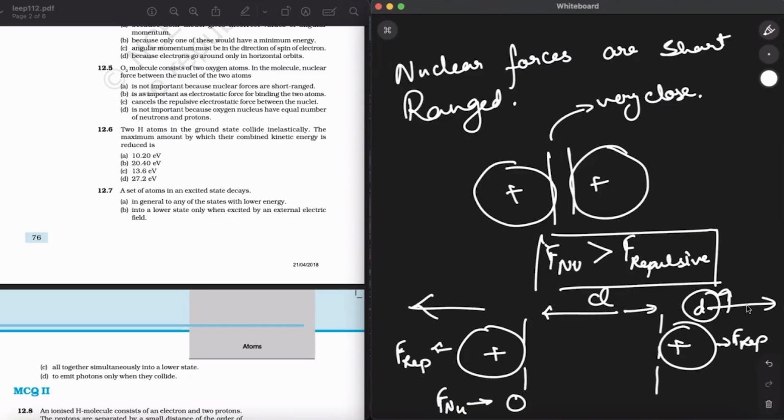And option number C: cancels the repulsive electrostatic force between the nuclei. No, it does not cancel it, because I already told you that nuclear force will only act when the distance is in the range of femtometers, very close to each other. It is not important because oxygen nuclei have equal numbers of neutrons and protons. I'm sorry, this is important because the number of neutrons is not significant, but the distance between the two nucleons is what is important for such scenarios.